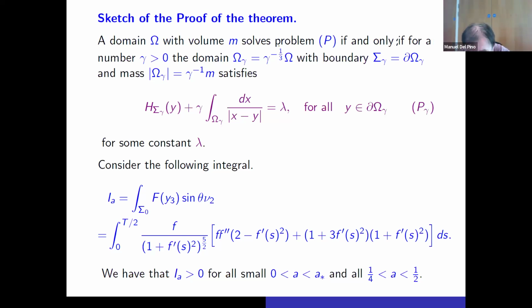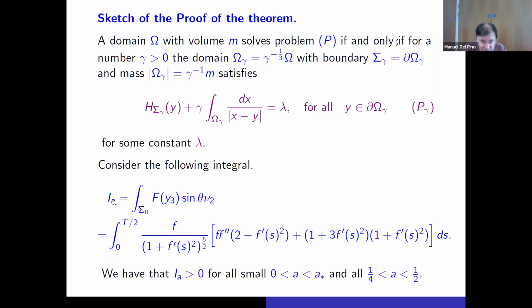I need the following integral in this computation. This integral, I call it IA. It is an integral defined on sigma 0, on one of the basic cells, of a certain function f of y3, and this function f of y3 times sine theta nu 2, where theta is the angular part of the torus, the angular variable for the section, and nu 2 is the second component of the normal.